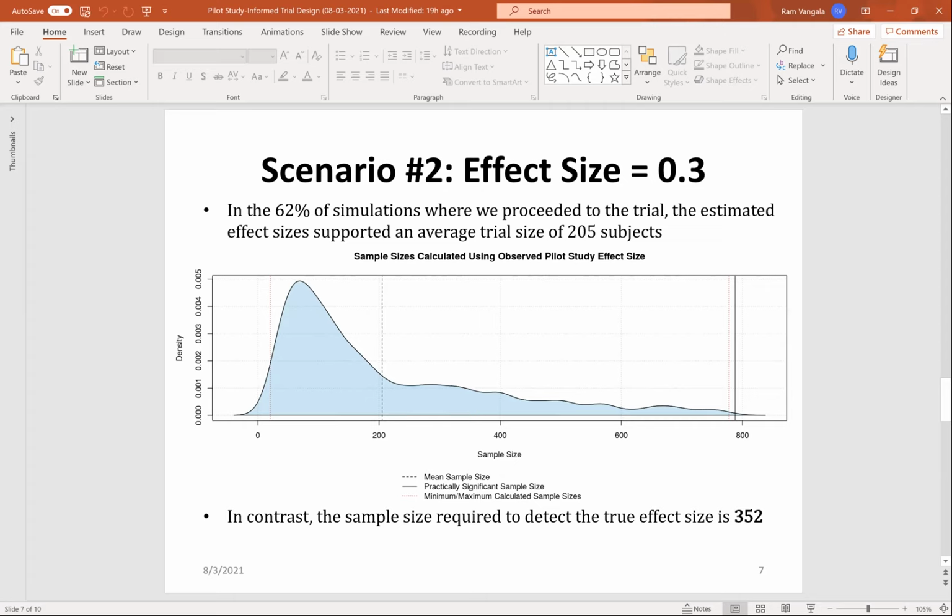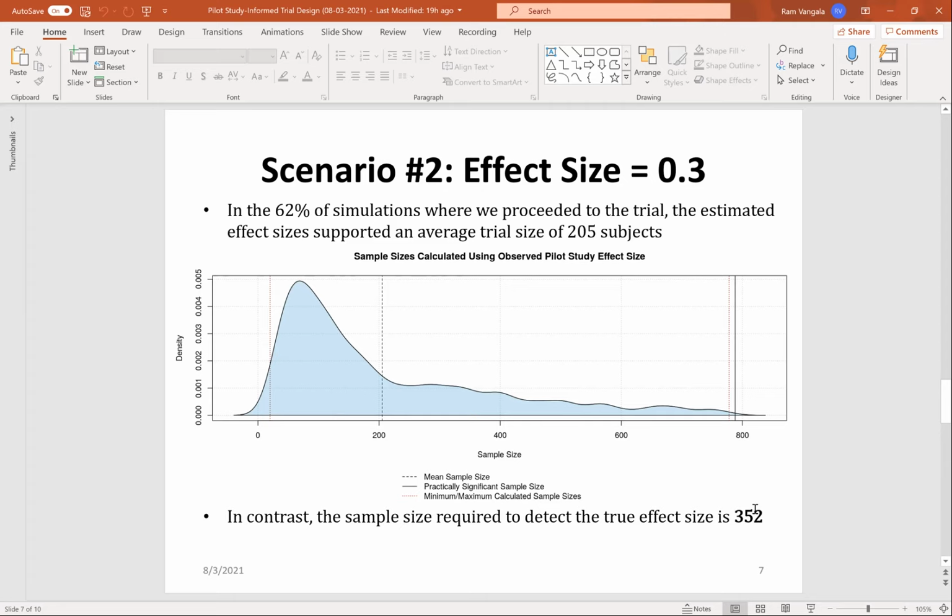And in the cases here where we do proceed to a trial, so this is 62% of the time that we do run the trial, when we power those trials, it turns out that we, on average, pick 205 subjects, which is this dashed line here. Now for this effect size, we only need 352, which is a lot better than 0.1. However, 352 is still a lot bigger than 205. So we're still going to be pretty underpowered.